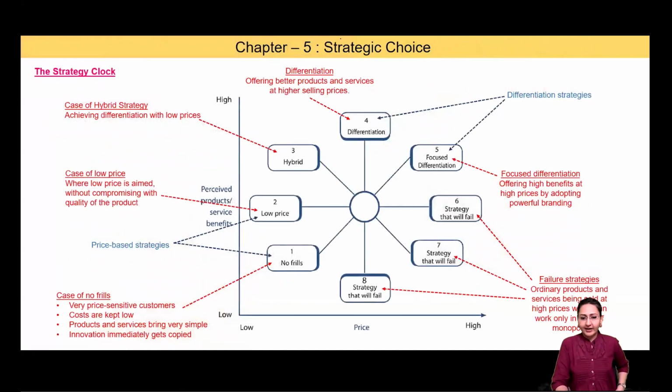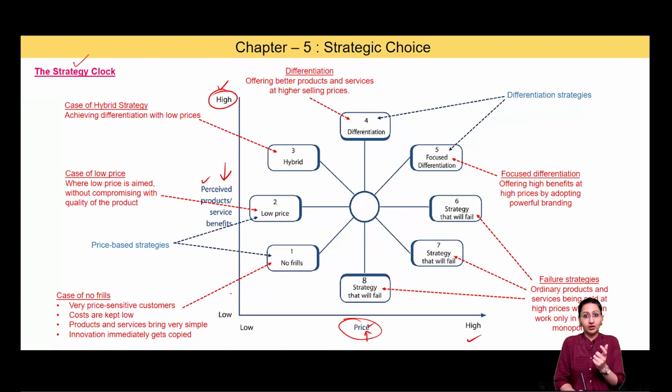Then under chapter 5, you have the strategic clock. Strategic clock goes more deeply into differentiation and focus. I'll go one by one. First, here is the price, and here you get the perceived benefits from the product. Simply say, I am ready to pay a high price for a product for which I consider that the value is high. Let's suppose a luxury car. I am ready to pay a high price for a luxury product because I perceive its value is high.